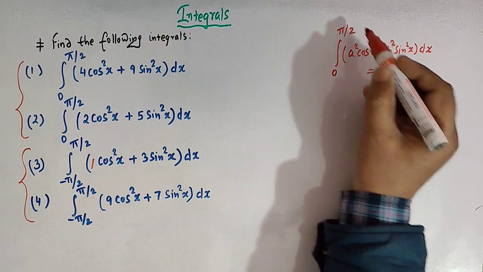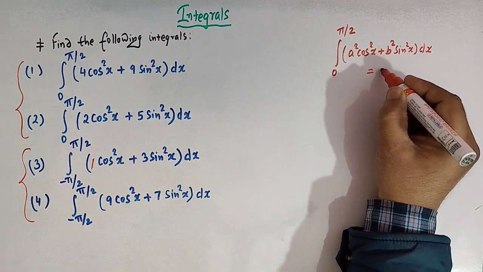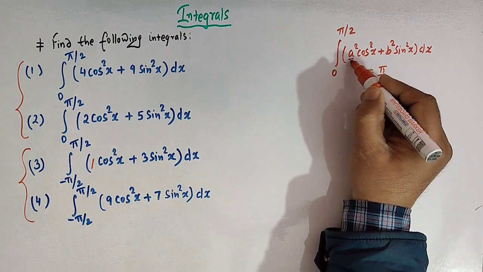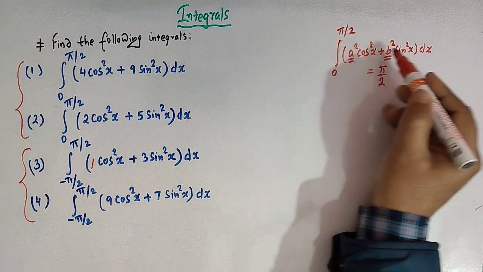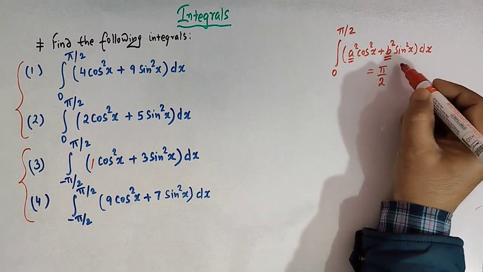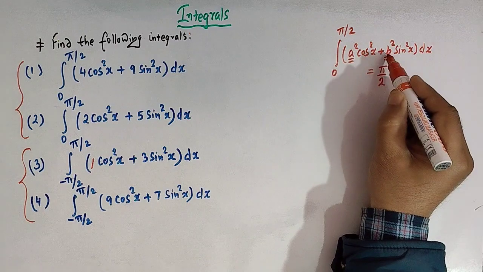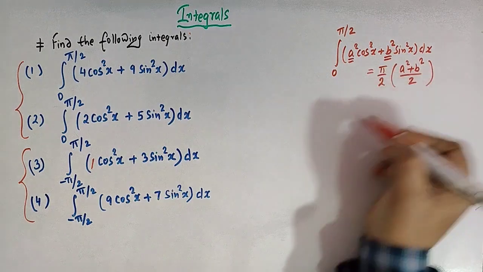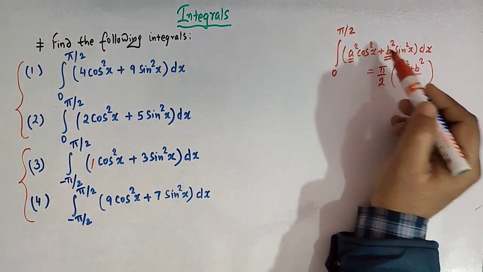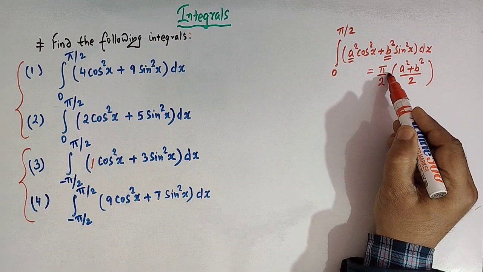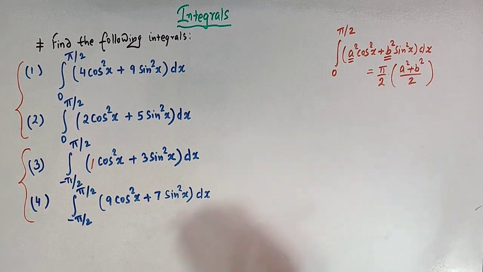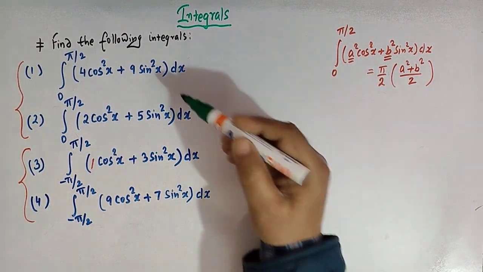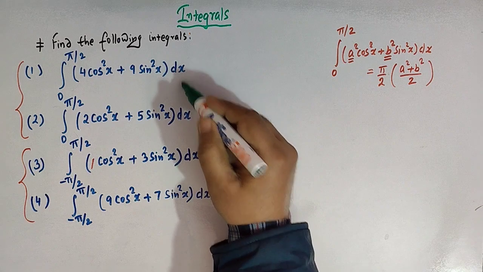First we will write the upper limit. Here the upper limit is pi by 2. And then we'll take the mean of a square and b square. Here the mean of a square and b square is a square plus b square over 2. So the value of this integral is given by pi by 2 times a square plus b square divided by 2. Now using this result, let us find out the values of the first two integrals.